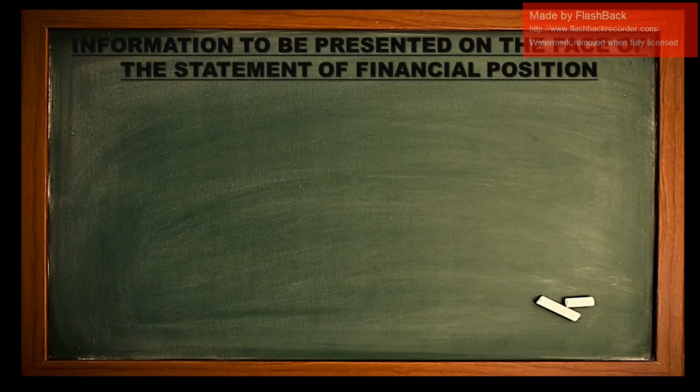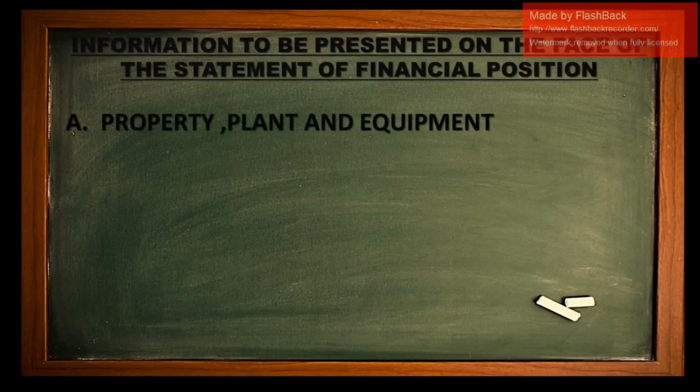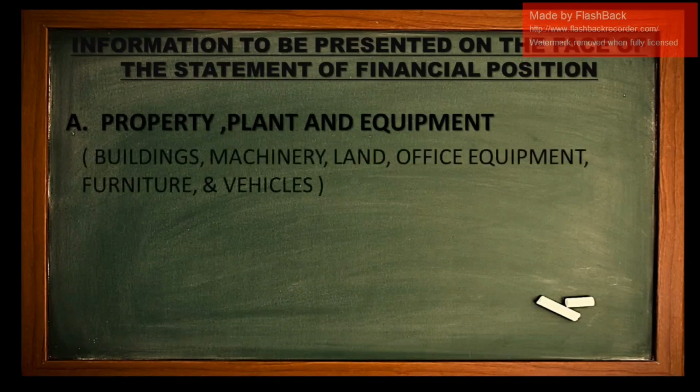The next topic is about information to be presented on the face of the statement of financial position. Ito ang mga nakapaloob sa line items sa financial position. Una, property, plant, and equipment. Ito ay tangible assets ng company na commonly have a life about more than 1 year. Tangible asset is yung mga physical na nakikita natin at nahahawakan. Kagaya na lamang ng buildings, machinery, land, office equipment, furniture, and vehicles.